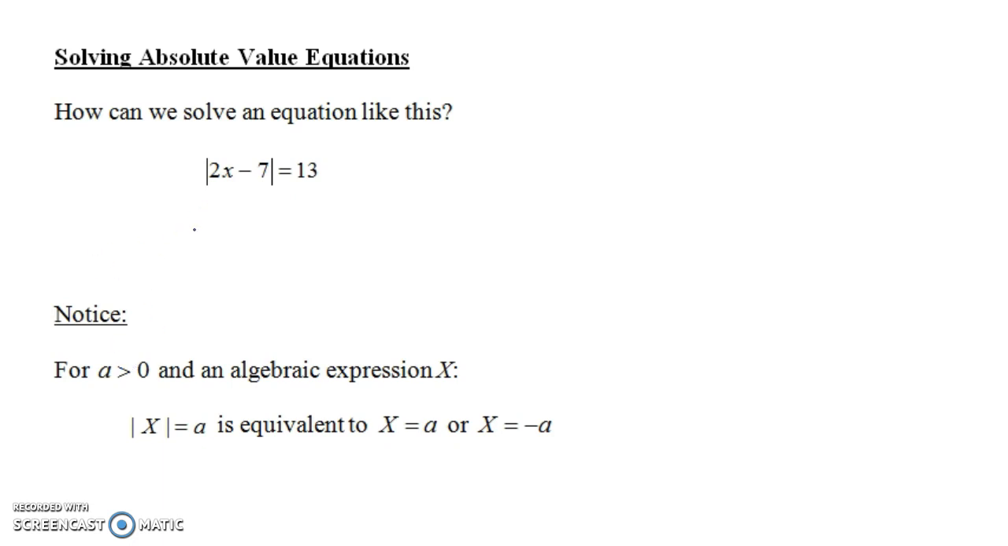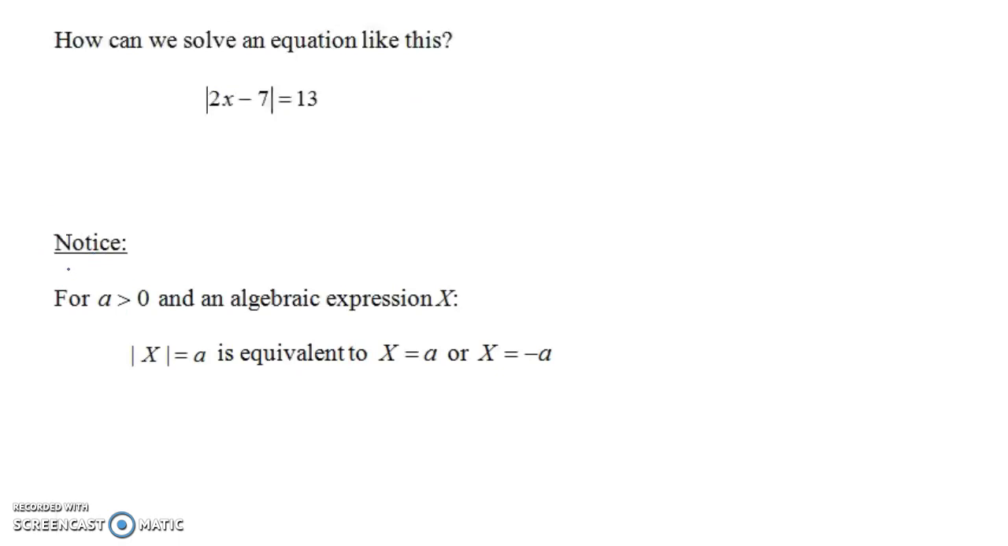Well, notice that if the absolute value of 2x minus 7 is going to equal 13, then the 2x minus 7 has to either be 13 or negative 13, right? The only way to take the absolute value of something and get 13 is if that something is 13 or minus 13. So really you would end up solving two equations: 2x minus 7 equals 13 and 2x minus 7 equals negative 13.